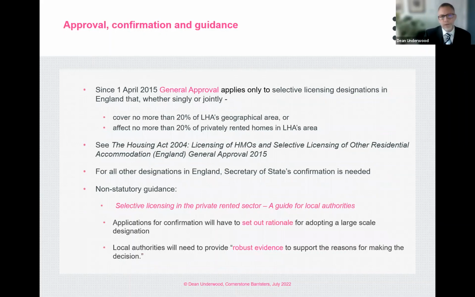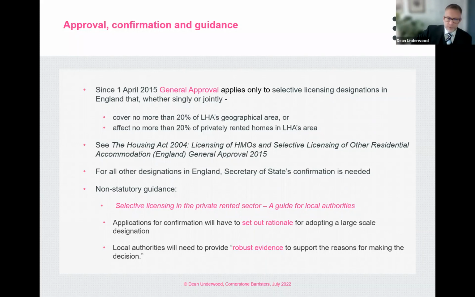So approval, confirmation and guidance. As I indicated, since the 1st of April 2015 in England, the current general approval will apply only to selective licensing designations that, whether singly or jointly, cover no more than 20% of the local housing authority's geographical area, or affect no more than 20% of the privately rented homes in that area. And you'll find that in the General Approval 2015 as set out on your slide.